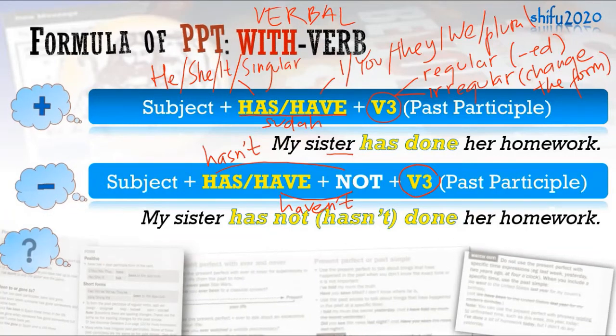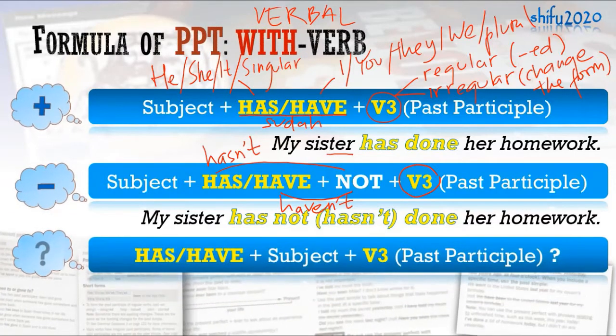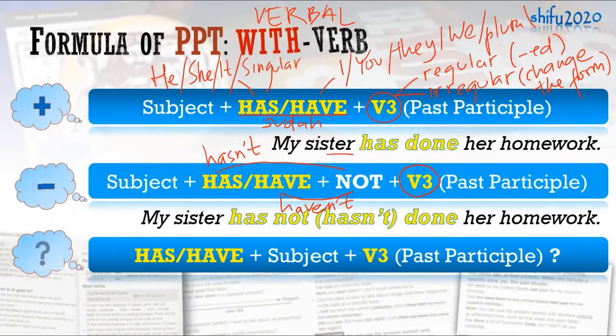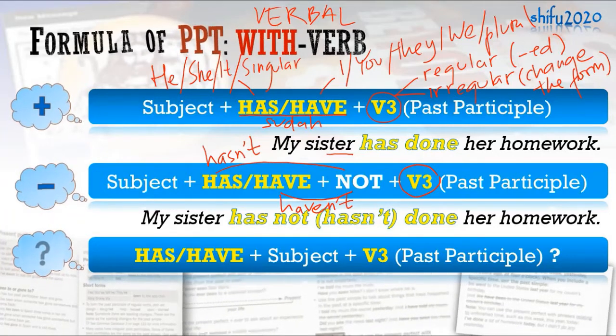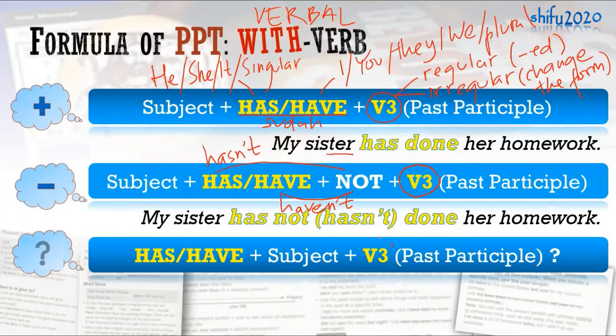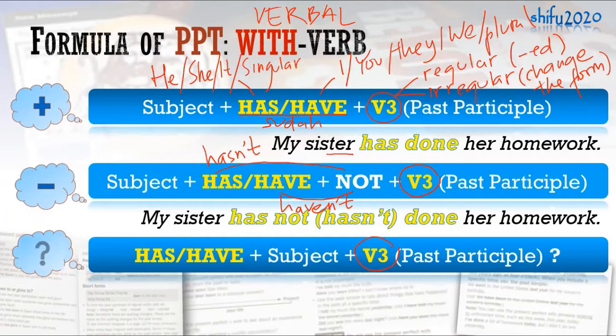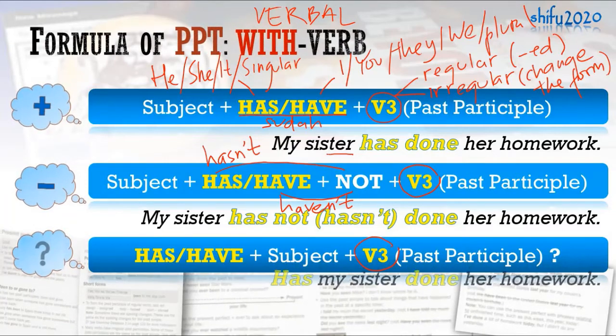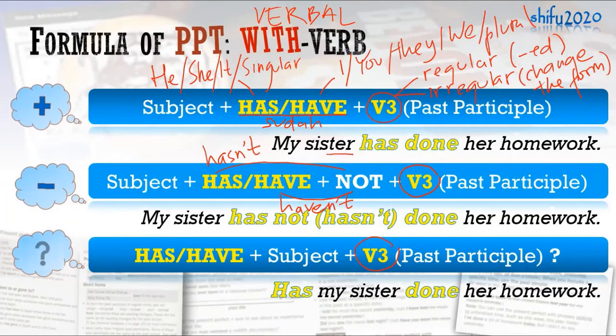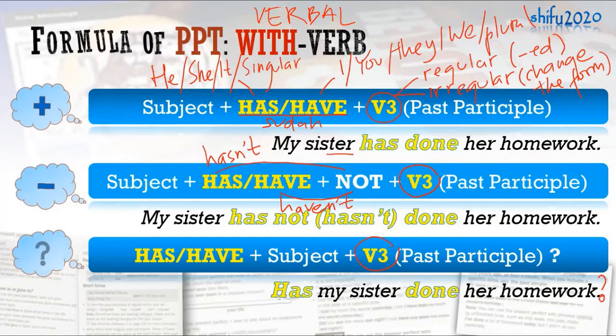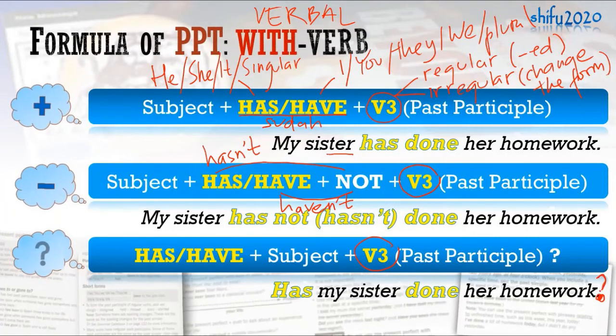What about the interrogative? You only need to move has or have in front of the subject. Okay, has or have, subject, verb 3. Again, always use verb 3. So it's really easy because you only need to remember the verb 3 of the verb, the past participle of the verb. Has my sister done her homework? Okay, don't forget the question mark.